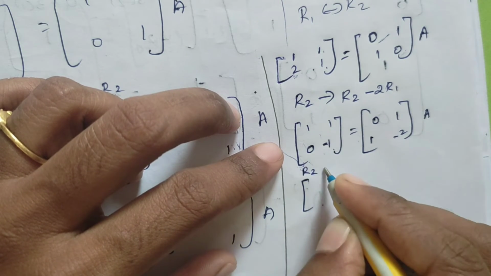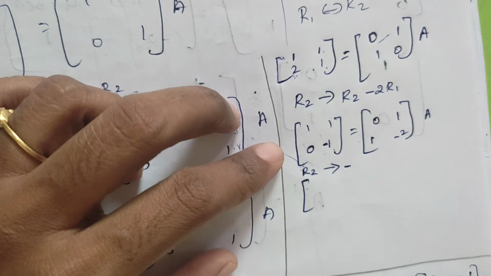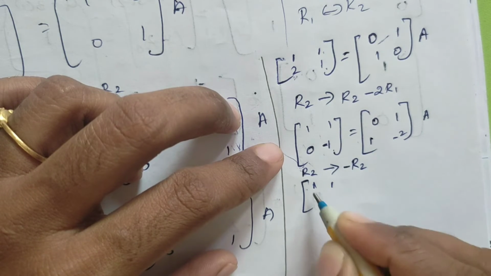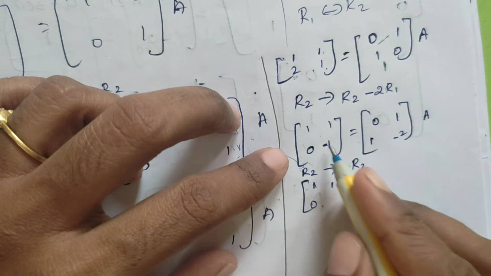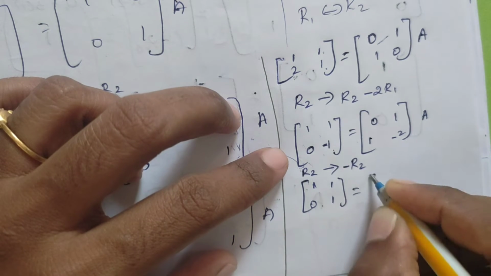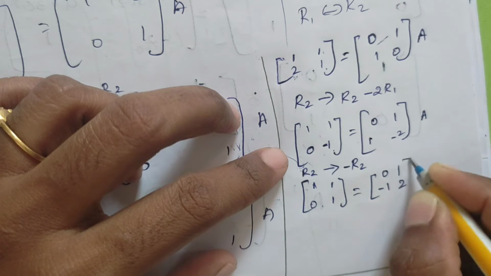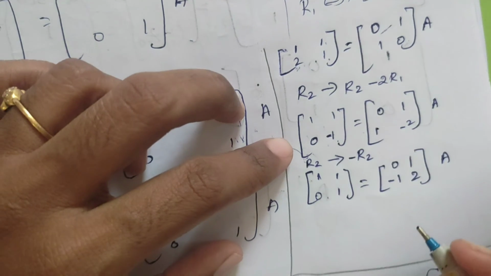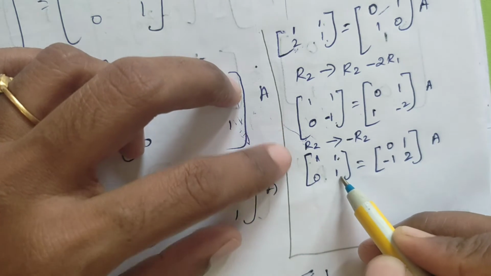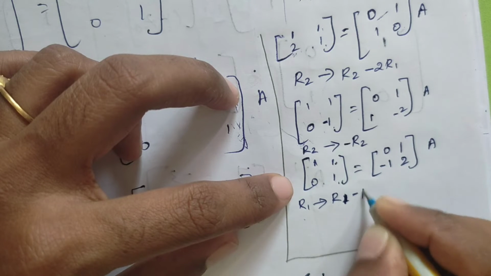R2 tends to minus R2. So 1, 1, 0, minus into minus will give you plus 1. That is equal to 0, 1, minus 1 plus 2 into A. The next thing is you should make this element 0 with the help of R2. So R1 tends to R1 minus R2.